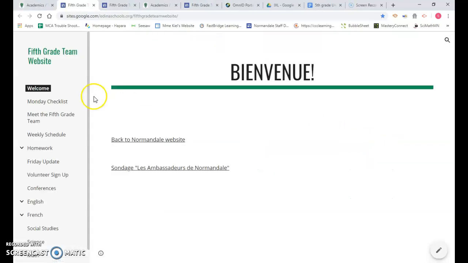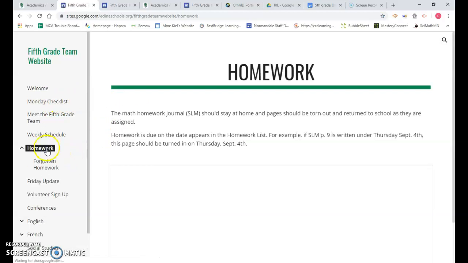This is new this year. We have one team website, and it's fabulous. Everything that you need and everything that your student needs in order to be successful this year can be found on this site. Especially of importance is the homework link.